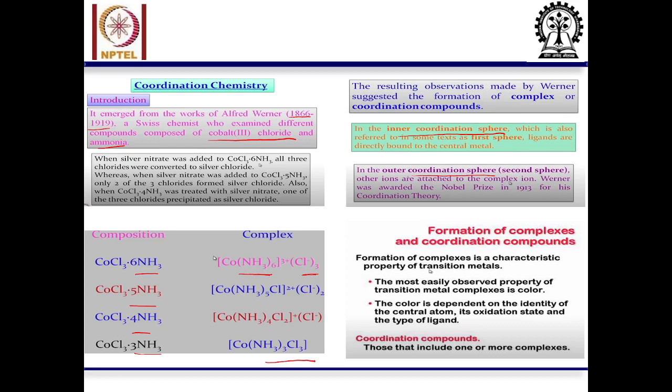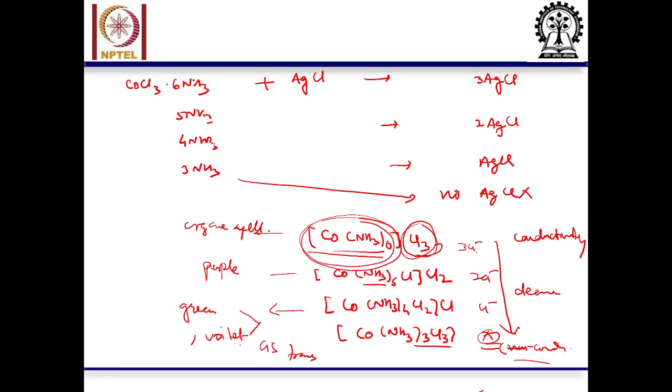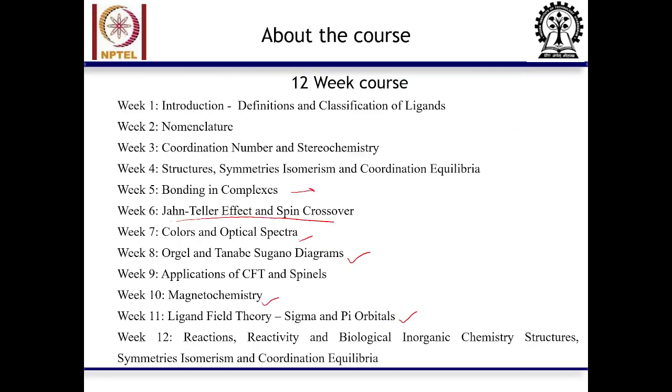So basically here we observe the transition metal complex, that is the first thing, and the color depends on the central atom, oxidation state and type of ligand we are using. We will go into the details once we get to the lecture on color and optical spectra.